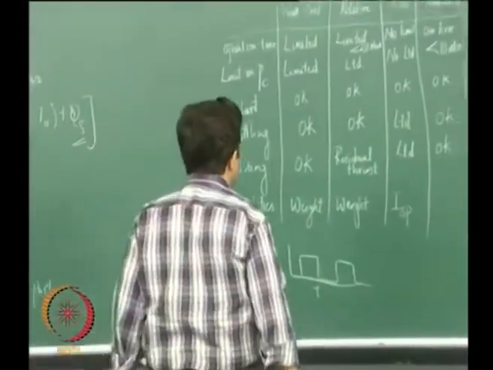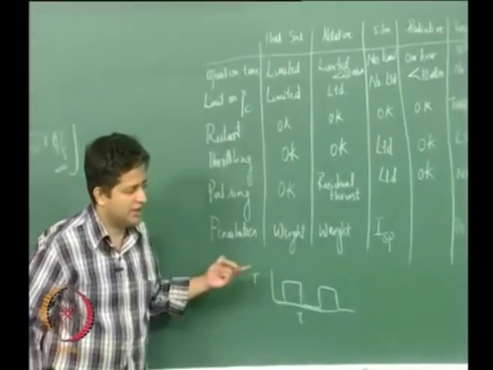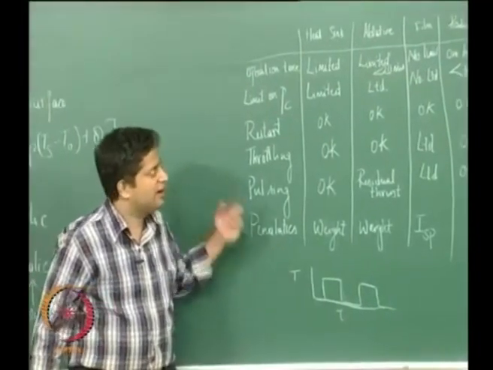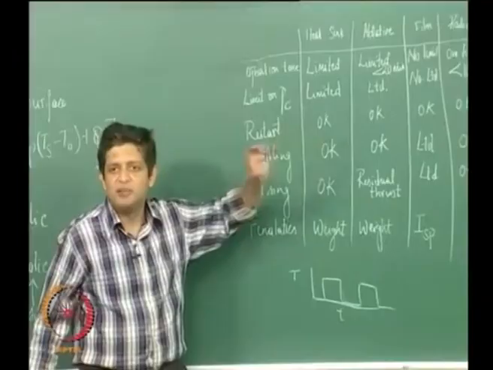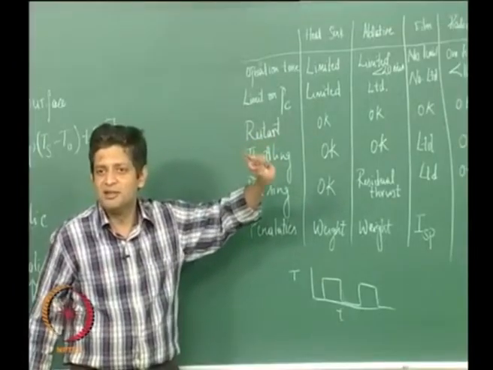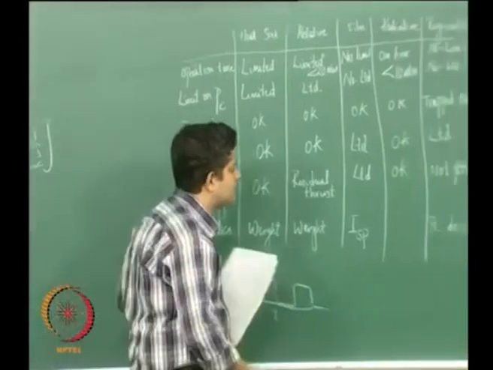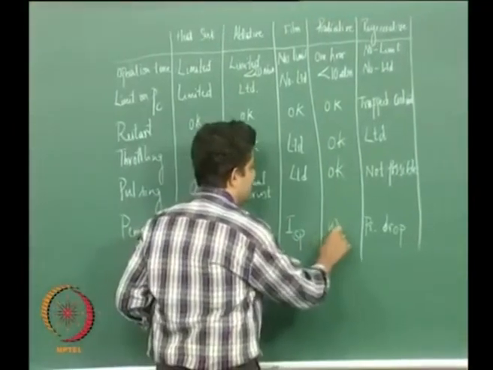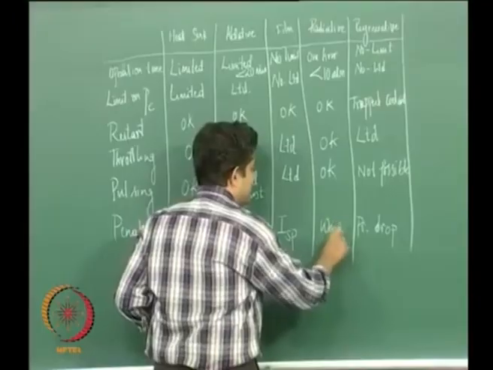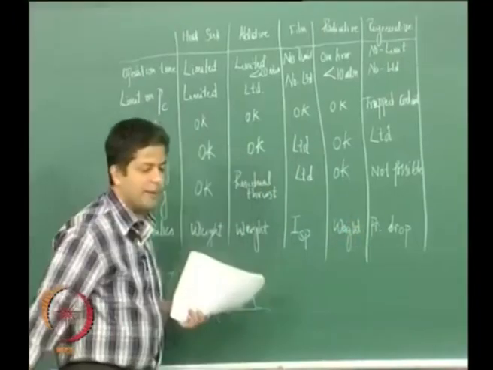And radiative cooling, as we had discussed earlier, I had clubbed it with heat sink because this also needs to have a certain amount of thickness. So again the penalty here is weight, okay.